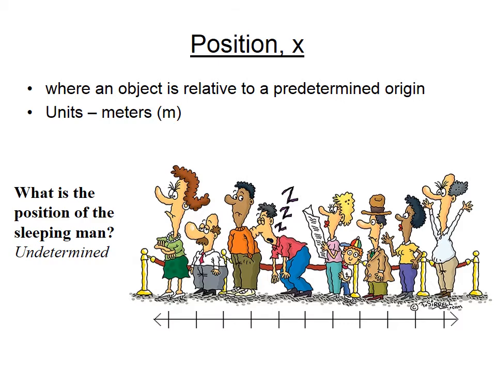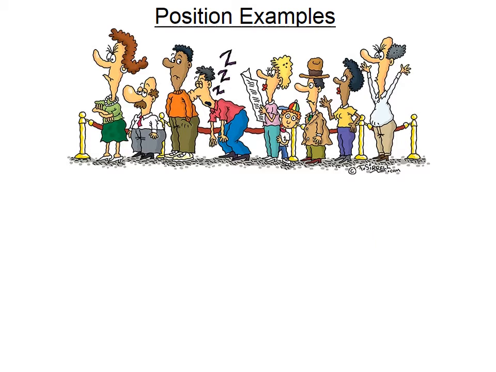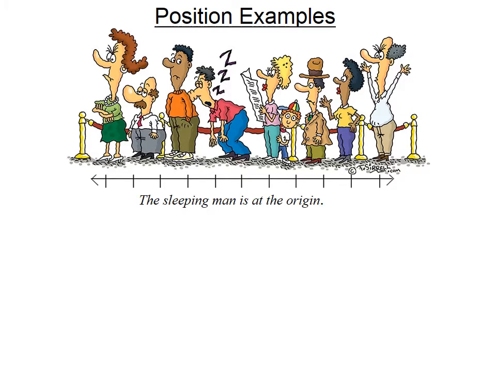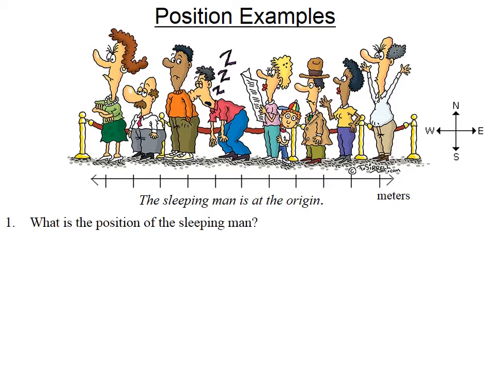So let's look at this example again. We have a group of people waiting in line at the MVA. We have our number line, and then we define our origin. So I'm going to define the origin as the sleeping man. He's our origin. I'm going to also define our coordinate system so I know where north, south, east, and west is. Now I can answer these questions.